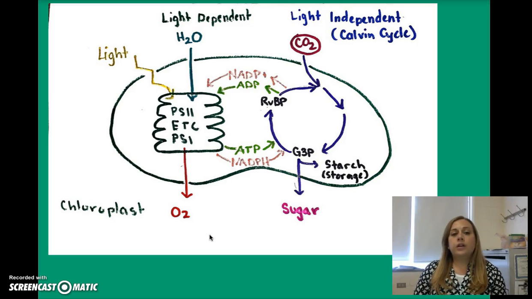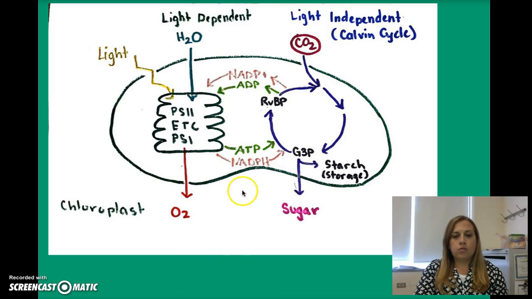Okay, so here is sort of everything together, showing you where all this stuff takes place. So you're going to have your light dependent reactions. Water and light are going to come into this reaction. This is taking place in the thylakoid membrane. So you're going to have the light activate photosystem 2. You're going to send those high energy electrons through the electron transport chain. They're going to get re-energized in photosystem 1. With photosystem 1, you're going to generate ATP and NADPH, which will travel over to the Calvin cycle, and you're also going to release oxygen.